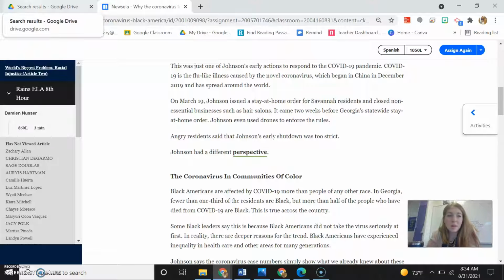That's a very important step, because if you don't understand the words, you're not going to understand what the article is about.